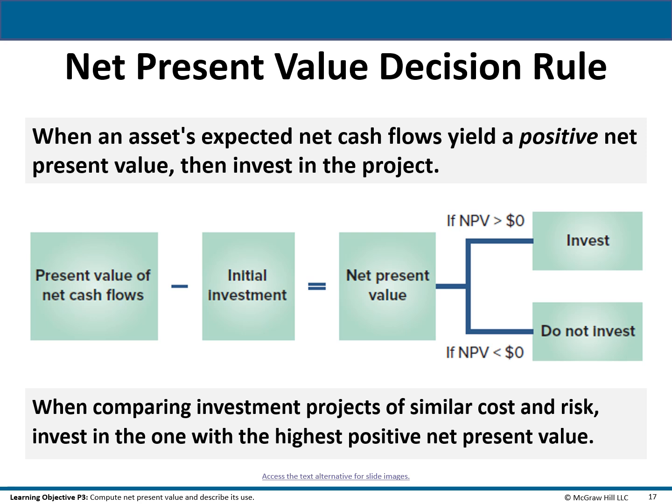So let's look at the decision rule in more detail. The decision rule in applying net present value is as follows. When an asset's expected net cash flows yield a positive net present value, then you should invest in the project. This decision rule is reflected in the graphic on this slide. If the net present value is 0 or positive, the project is acceptable since the promised return is equal to or greater than the required rate of return. When we have a negative net present value, that means the project is not acceptable. When comparing several investment projects of similar cost and risk, you should invest in the one with the highest net present value.